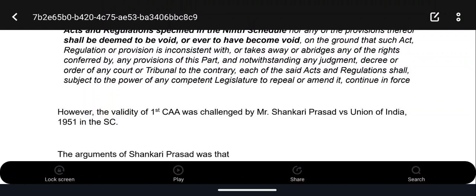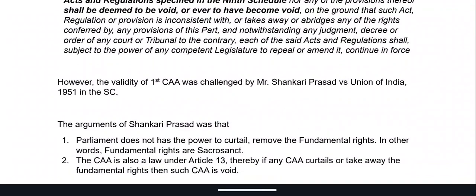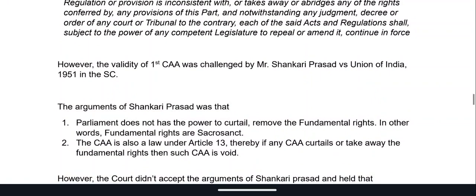Ultimately, to appreciate the concept of basic structure, our understanding of the Shankari Prasad case is very important. Now Shankari Prasad went to the Supreme Court challenging the validity of the first constitution amendment. What are his major points? There are two major points.